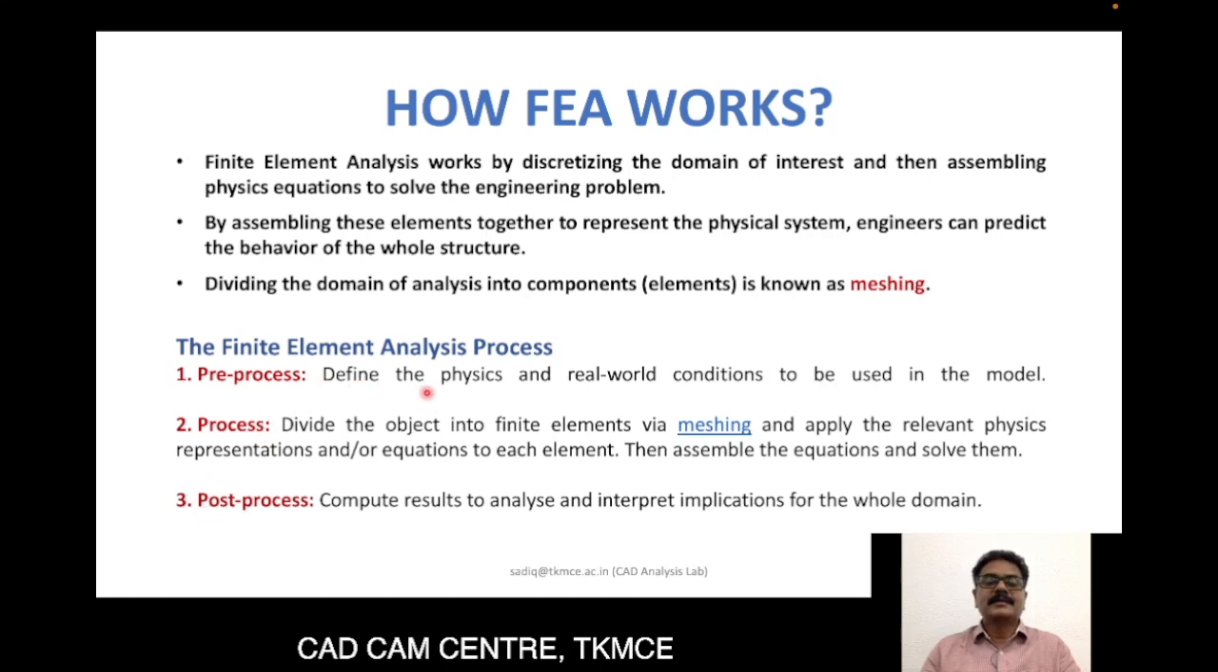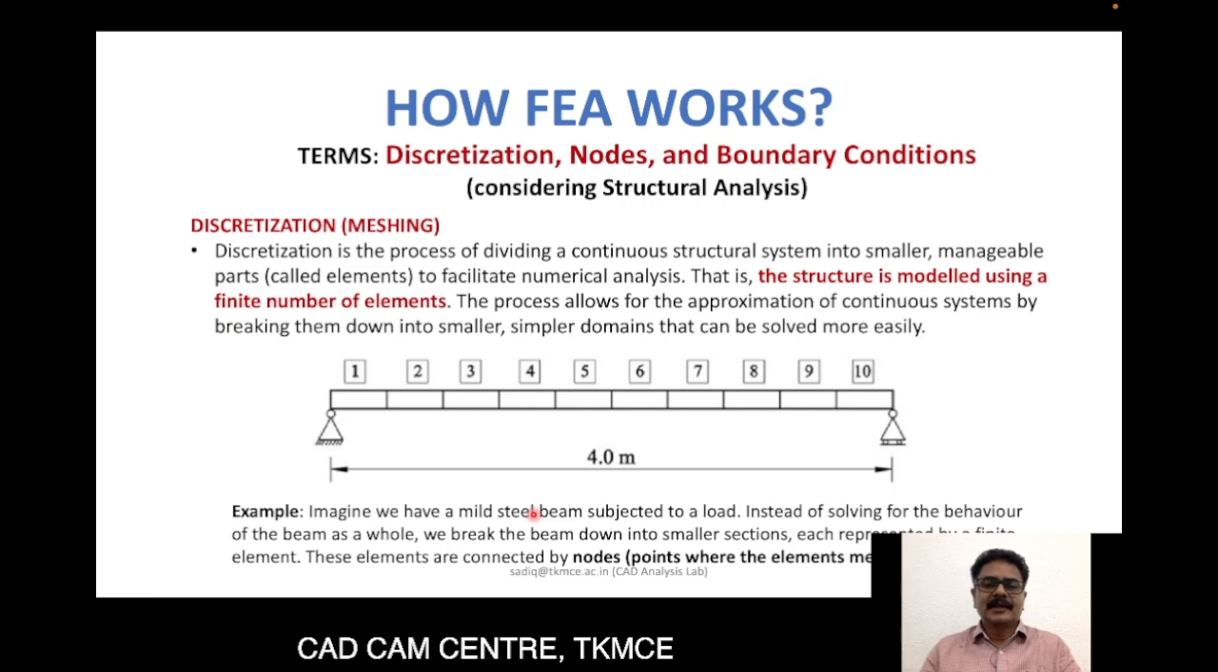The pre-process is to define the physics and the real world conditions to be used in the model. The process is dividing the object into finite elements, applying the relevant physics equations, then applying the conditions and solving to get a result. Then in post-process, the computer will give the result, and we have to analyze the result and interpret its implications. When we go for finite element analysis, we need to be very clearly familiar with 3 terms. One is discretization, another is node, and another is boundary condition.